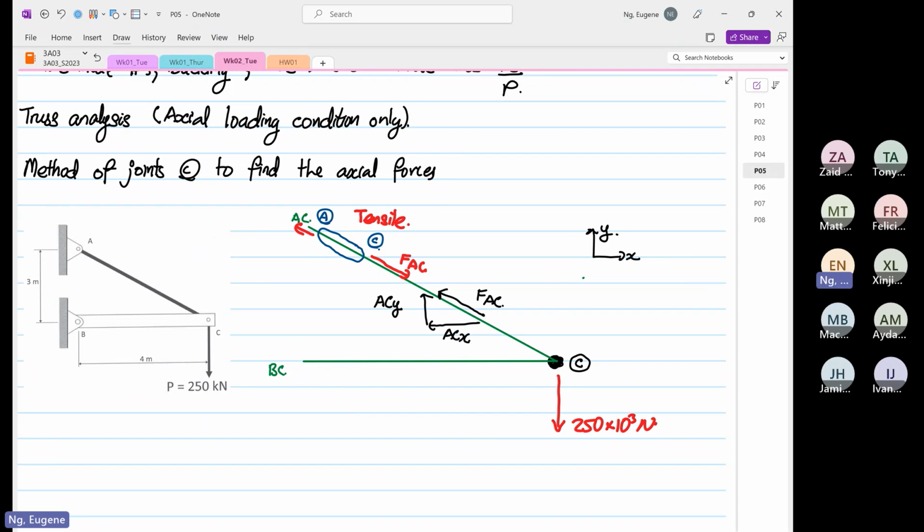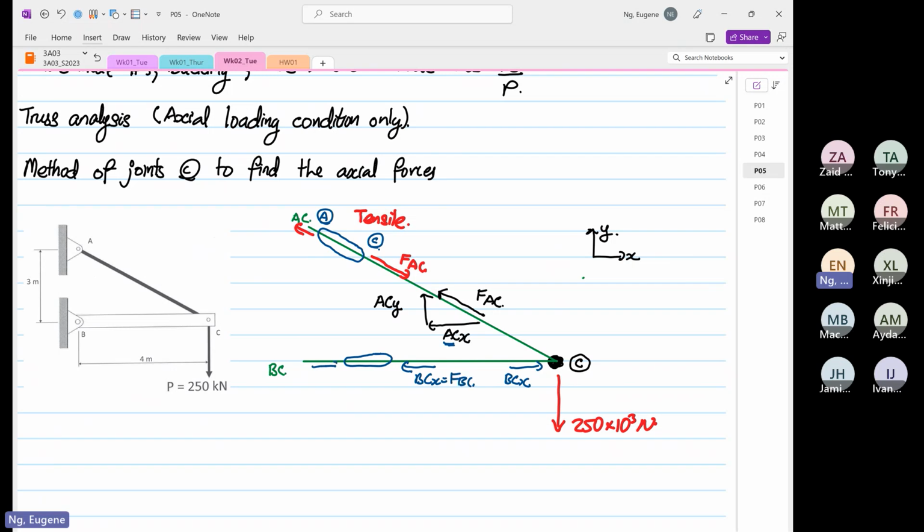Then let's look at BC now. By looking at BC, we know that ACX is going towards the left. So BCX must go towards the right, right? Because if ACX is going to the left, if we don't resist it, it will keep on going to the left. So BCX must go towards the right. Now if we were to draw a member over here, right? Action equal to reaction, same in magnitude, different in direction. So this is your BCX, which is also equal to your FBC.